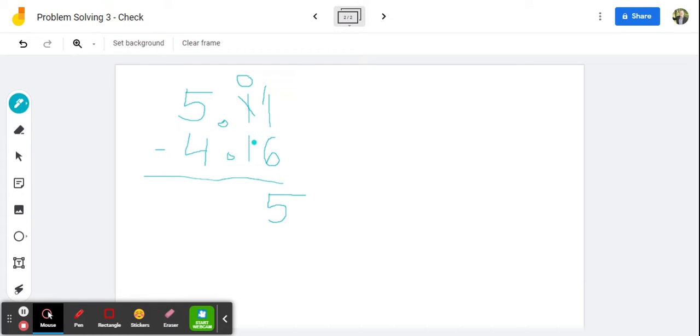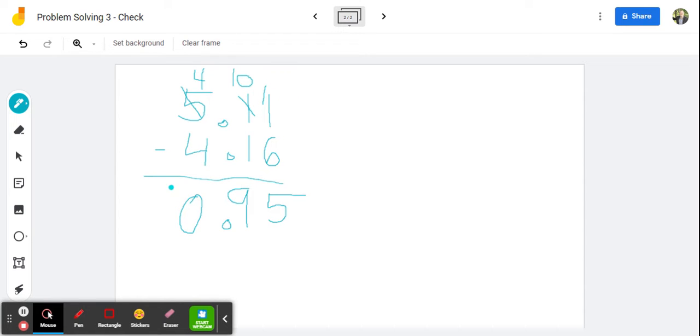Now we have 0 subtract 1. Not enough again. Ask the neighbor. Take 1 from the neighbor. We're going to regroup. That goes down by 1. And we're going to put a 1 in front of this 0. Now it is 10. 10 subtract 1 is 9. Decimal goes straight down below. It just stays in its vertical line. And now 4 subtract 4 is 0.